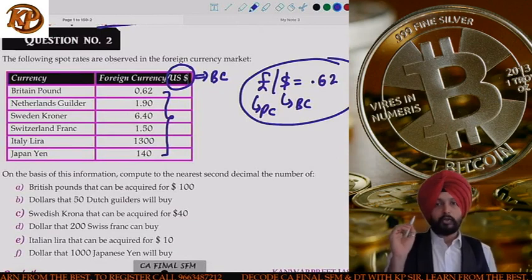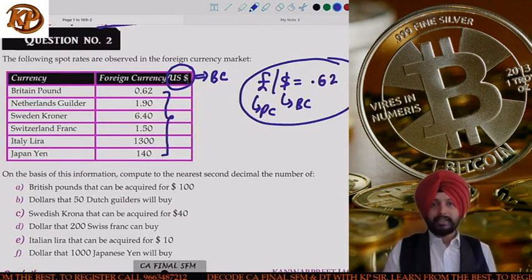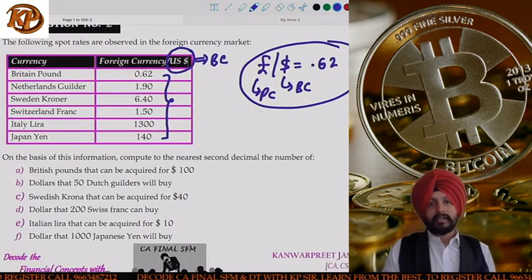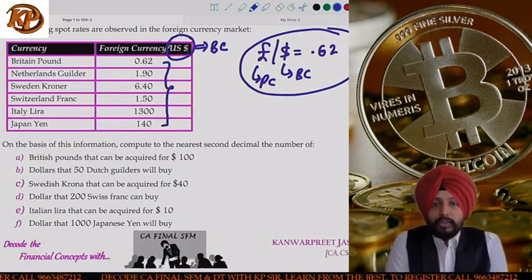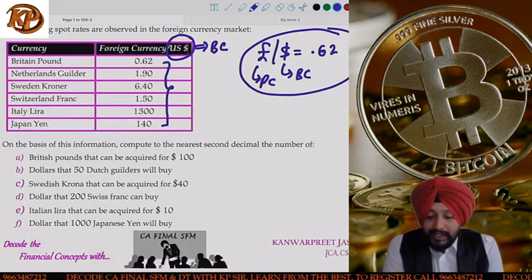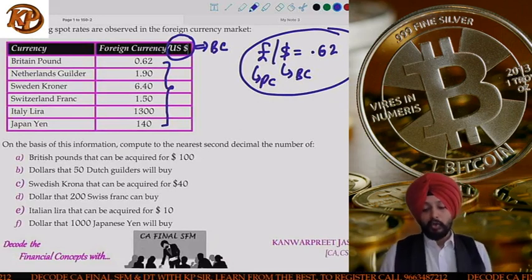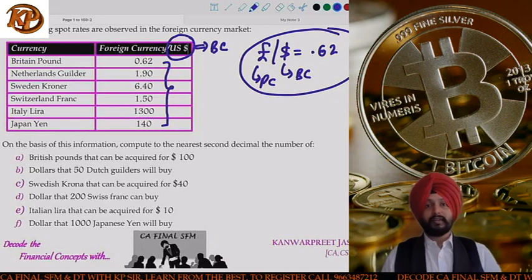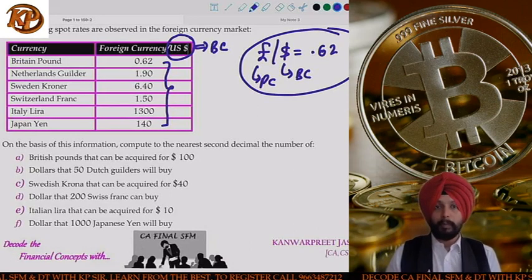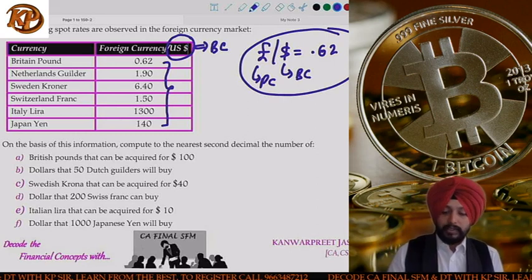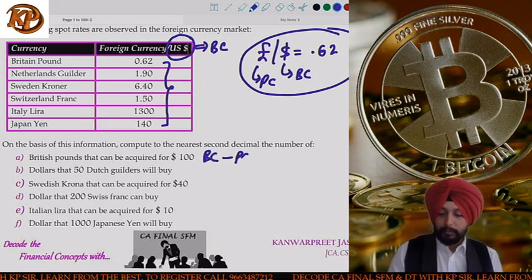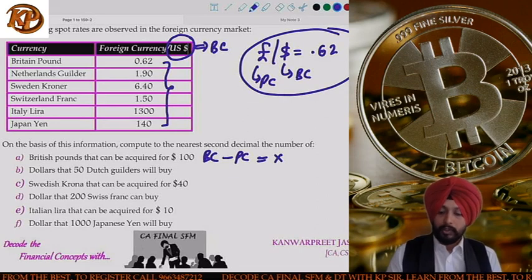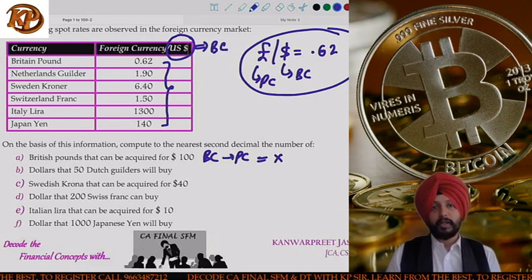Okay, so from pound and dollar quotation we understand base currency is dollar, which is given in the denominator, so we are okay with that. Now they are asking us certain questions. On the basis of this information, compute to the nearest second decimal the number of British pound that can be acquired for $100. See what is given, guys, dollar is given. From dollar we need to go to the pound. From base currency to price currency, the first case is base currency to price currency. So what we will do, we will multiply.